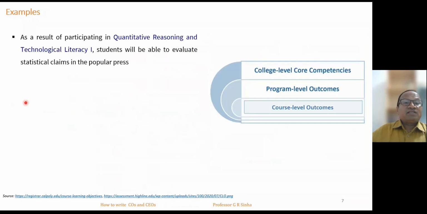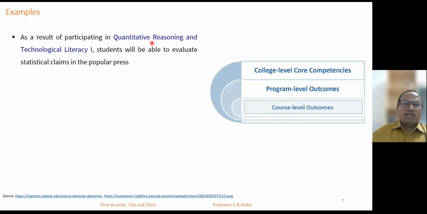Let's talk about some examples. Again, this I have already explained: college level core competencies. We expect that there are some graduate attributes a student is supposed to demonstrate. Under that, program level outcomes are determined and written, and then we have course level outcomes in all the different courses. So let's talk about some examples.